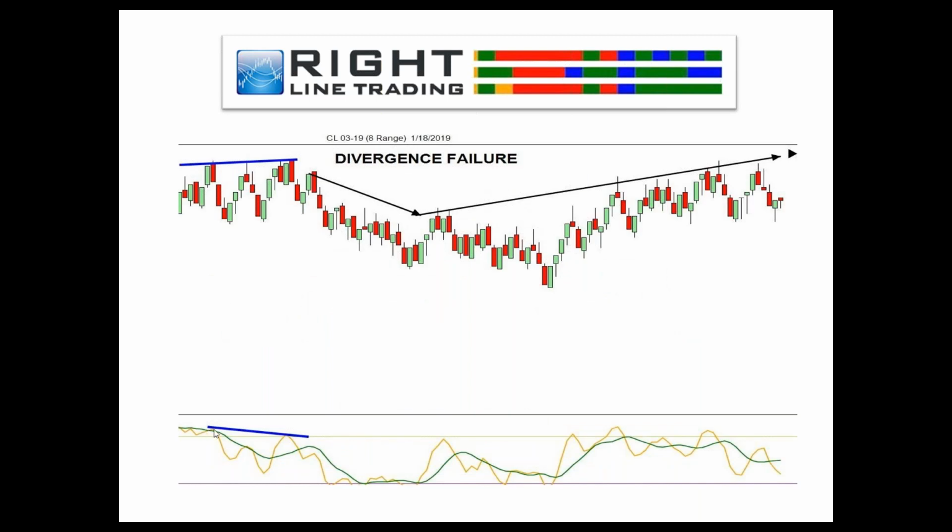Now here's stochastic divergence, or lower momentum on higher price. And you can see, I didn't really create a great divergence failure here, but this is really no successful divergence signal. Price falls a little and then trends right back up.